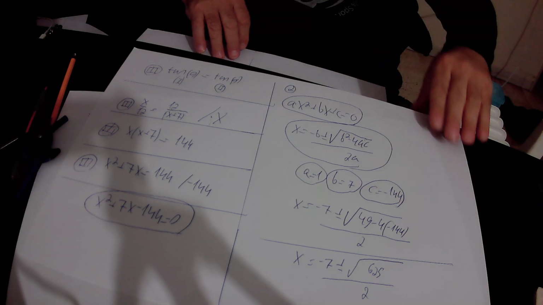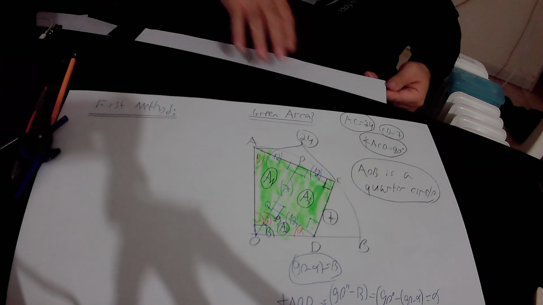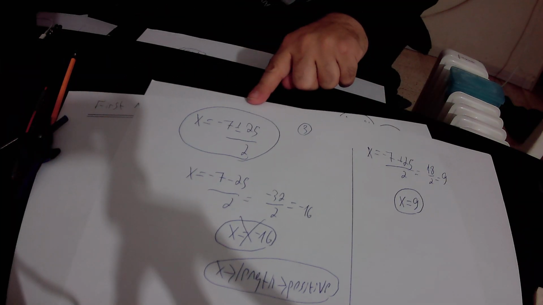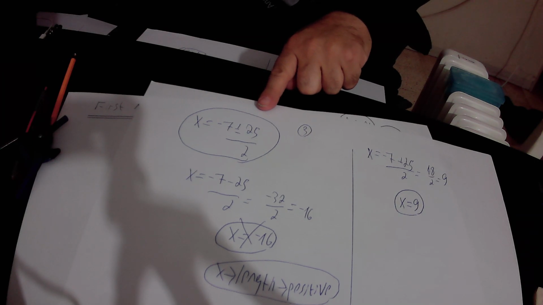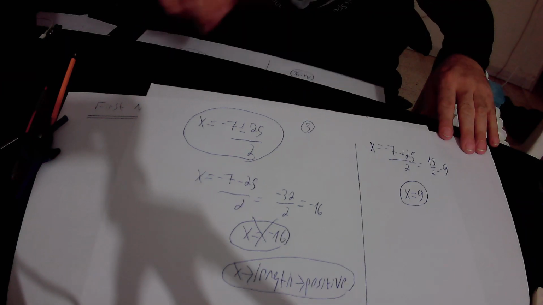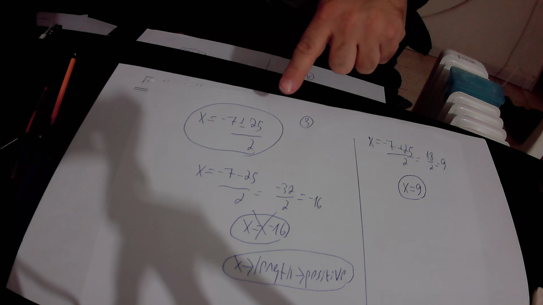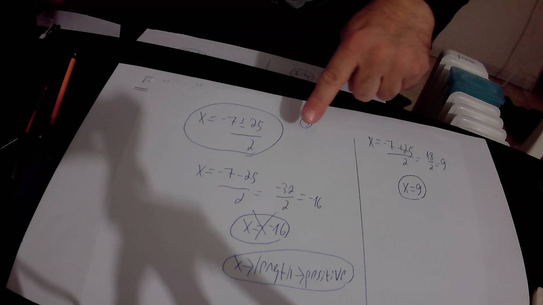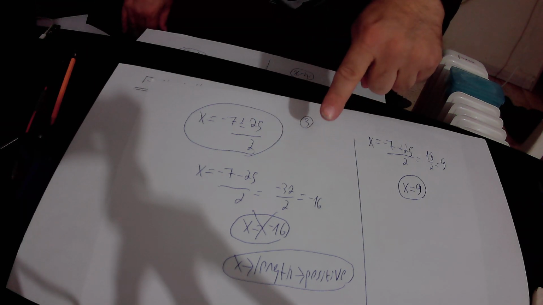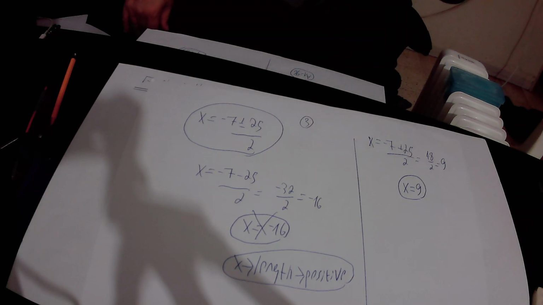So in conclusion we found out that x equals minus 7 plus or minus the square root of 625, which is 25, divided by 2. So here we have two possible solutions for x. The first solution is x equals minus 7 minus 25 over 2. Minus 7 minus 25 is minus 32, and minus 32 over 2 is minus 16. So we found that x equals minus 16.